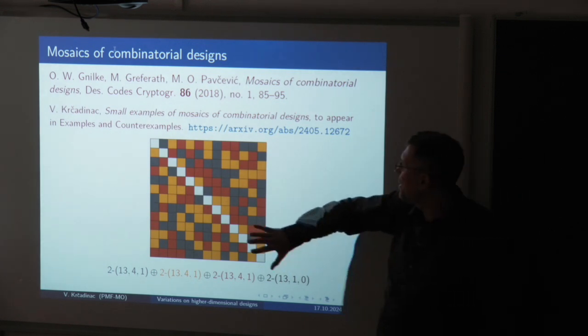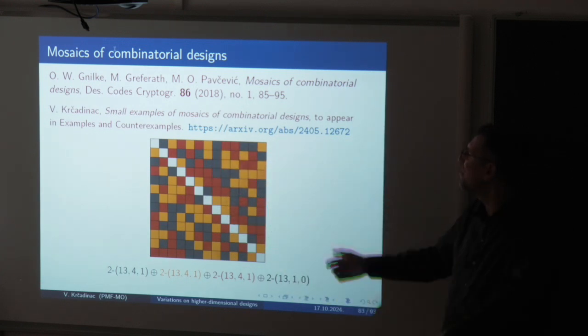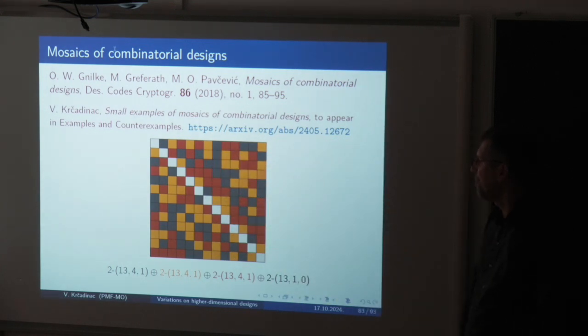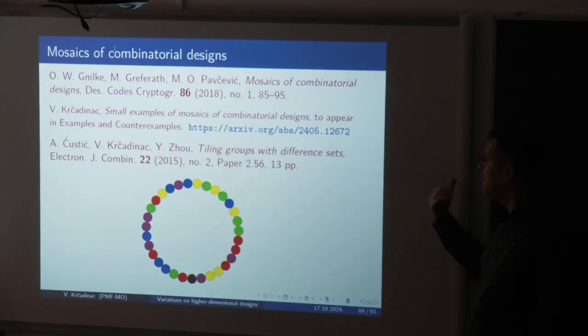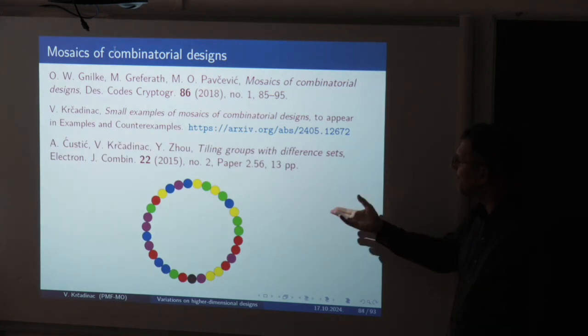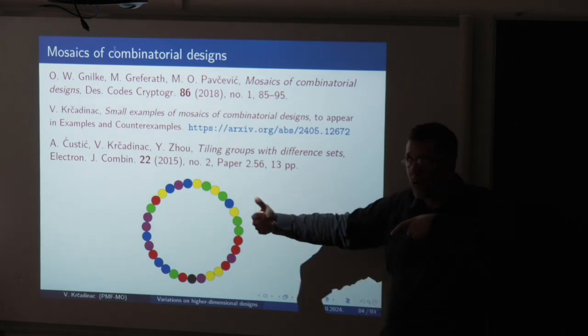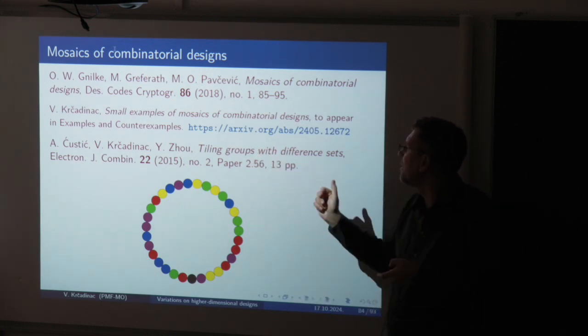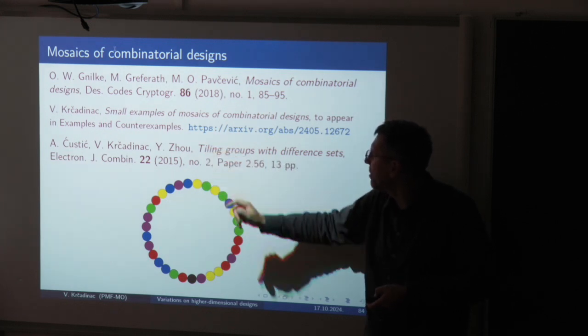It's a matrix filled with incidences. All of the colors represent incidences for a projective plane of order 3. This is quite an untypical example because it's not made from a difference set. All of the other examples I have, at least for projective planes, come from difference sets. You have to tile the whole group by disjoint difference sets. This was studied even earlier by Ante Čustić, Yu Zhu, and myself.